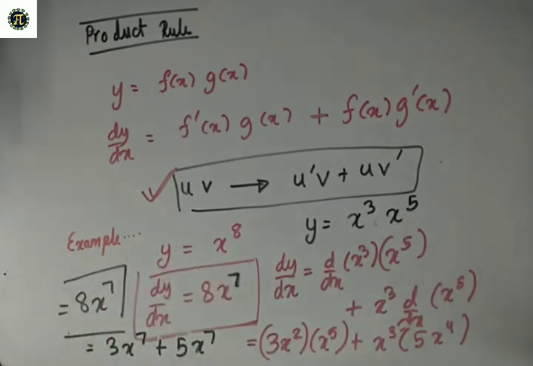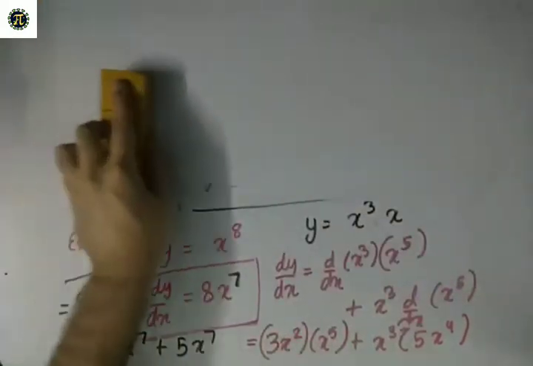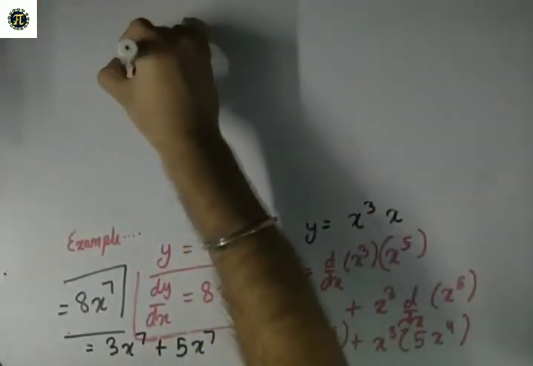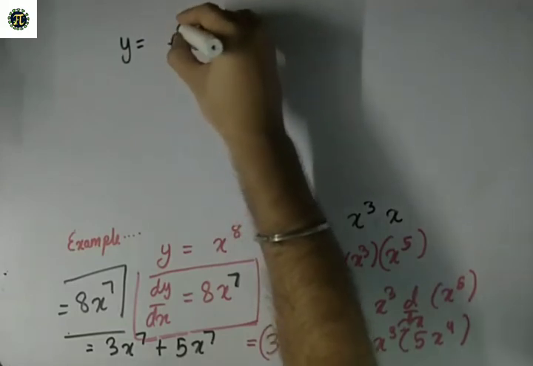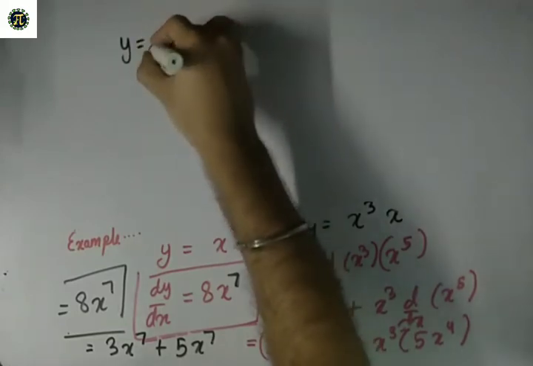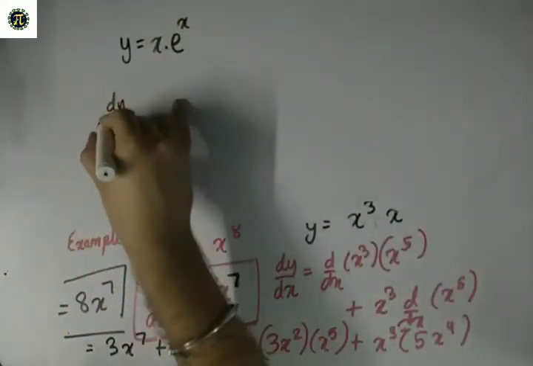So product rule works, and you can prove it using the Taylor series expansion in the differentiation chapter. But right now let's do a second example. Let's differentiate a simple function. Let's say y is equal to x times e to the power x. So dy by dx using the product rule.